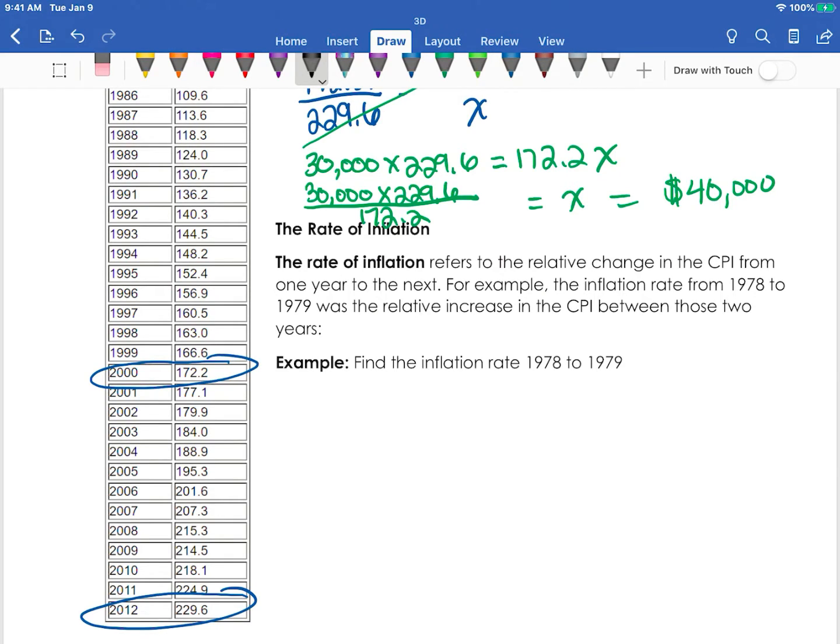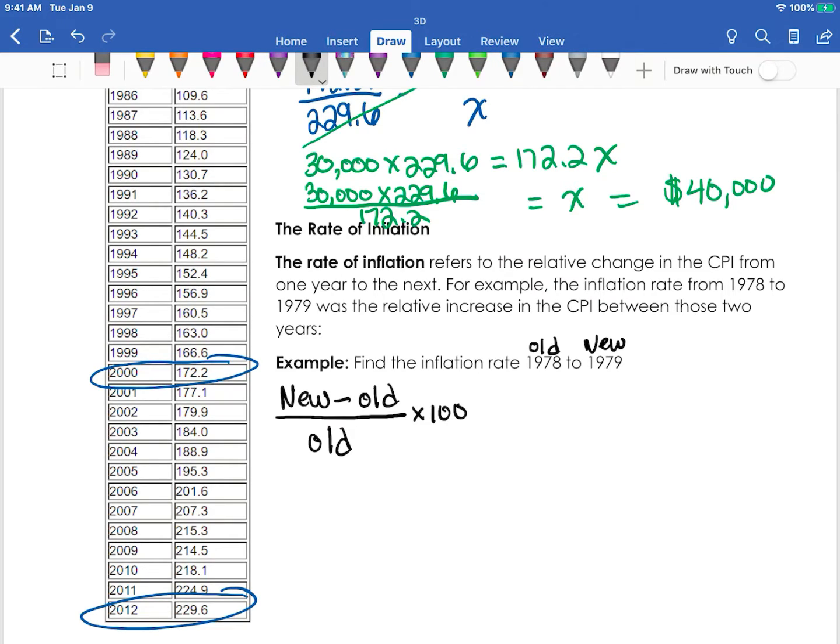So remember, when we talked about relative change in a previous lesson, the relative change or percent change would be: take the new value minus the old value, divide by the old value, and then multiply by 100 to put it in percent form. So in terms of 1978 to 1979, the old value would be 1978, and the new value would be the CPI in 1979.